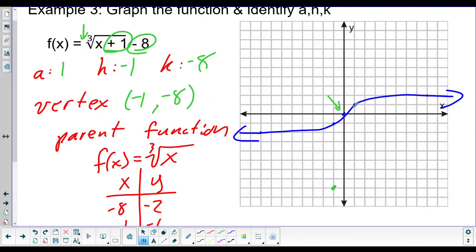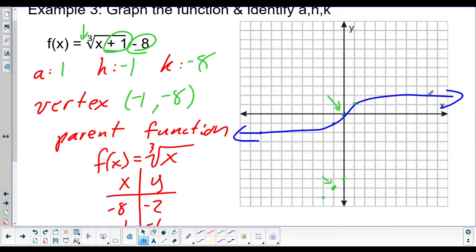So now we can move all these points. Or we can just reproduce the pattern from the vertex. So this point from the original vertex is right 1, up 1. So this point on the new graph will be right 1, up 1 from its vertex. The same thing with this one. It's down 1, left 1. So it's going to be down 1, left 1 from the new vertex.